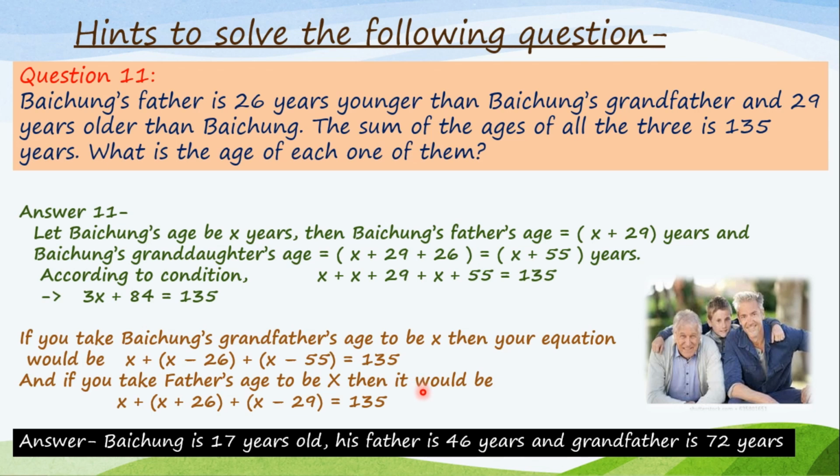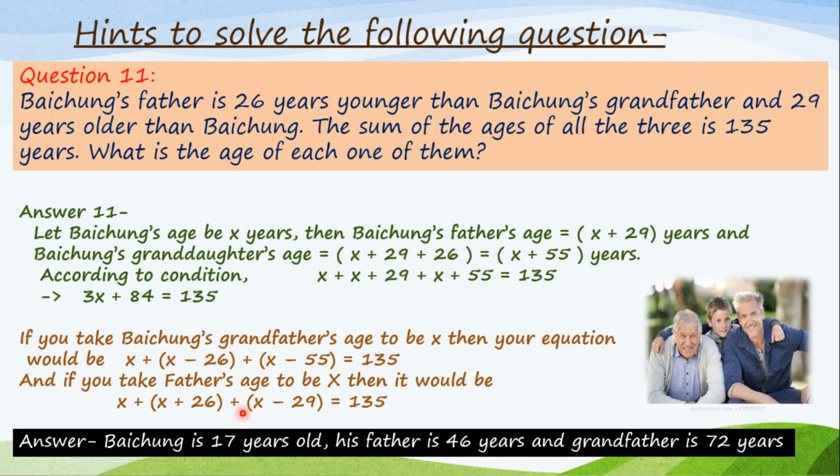X की value different होगी, लेकिन तीनों लोगों की age change नहीं होगी. क्यों? क्योंकि अगर पहले वाले में x Bachung है, तो x की वैल्यू Bachung का एज आएगा. सेकेंड में Bachung के ग्रैंडफादर, if you have taken age x, तो whatever is the value of x वो तुम्हारे ग्रैंडफादर की एज होगी. तीसरे में अगर x की वैल्यू फादर की एज बता रही है, तो whatever the value is x, it is of father's age.